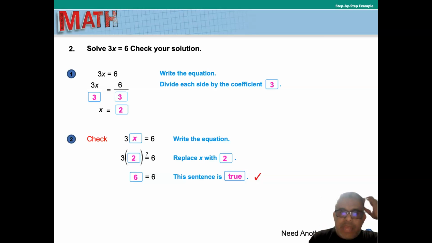And then we do substitution. We're replacing the x, the variable, the quantity, with our solution of 2. And this tells us to multiply. Remember, the parentheses are telling us to multiply. The question mark is written because we don't know if it's true. 3 times the quantity of 2. 3 groups of 2. So what are we going to do? Add 2 plus 2 plus 2. That gives us 6. 6 is equal to 6, and therefore it's true.